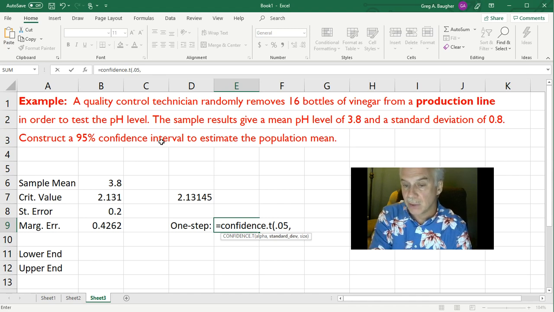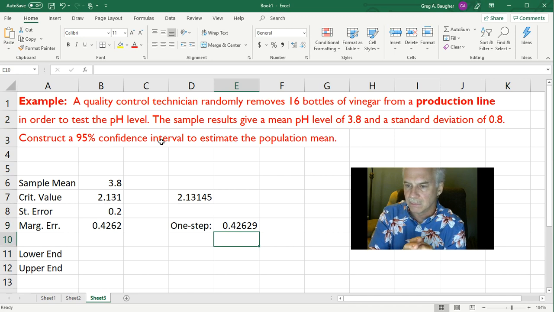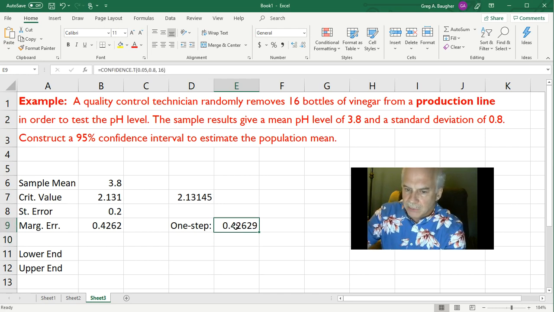And then the standard deviation is the 0.8. And then the sample size is 16. So just give those three things, and basically Excel figures out all of that other stuff. It figures out the critical value and the standard error and just multiplies them all. So that gives you the same answer that the margin of error calculation done separately gave you.